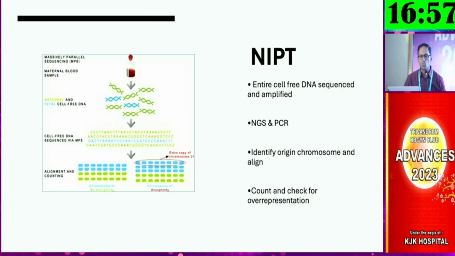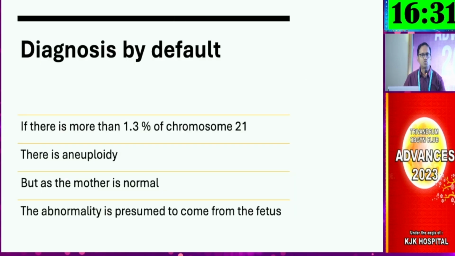So what the NIPT does is that it takes all that free floating DNA from the maternal blood, which is a combination of both maternal DNA as well as fetal DNA, and then tries to look at the representation of each chromosome in that collected blood. And if they find that there is an overrepresentation of chromosome 21, we know that the mother does not have Down syndrome, so by default we assume that the fetus has Down syndrome. Now that's how NIPT works.